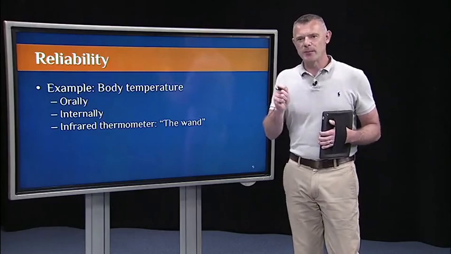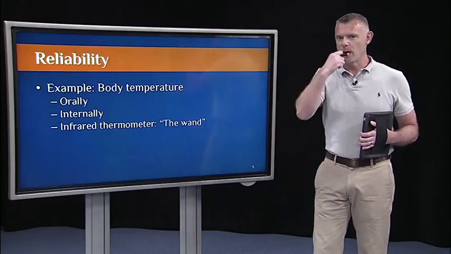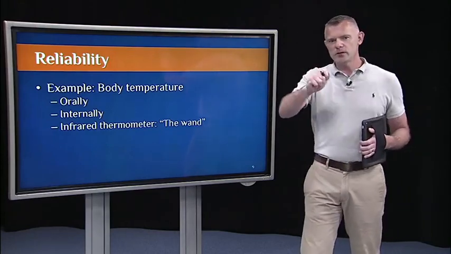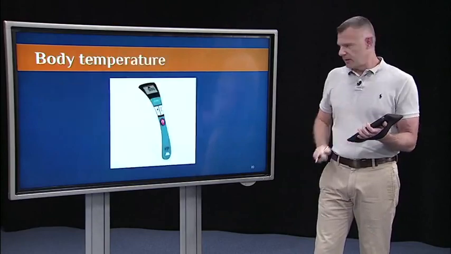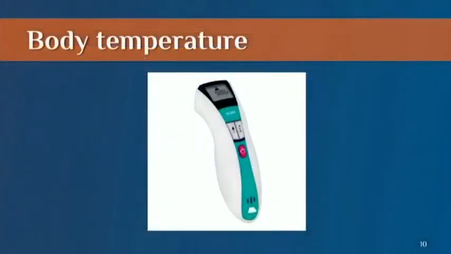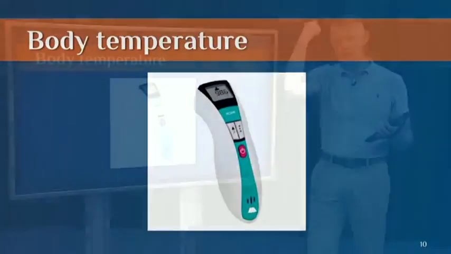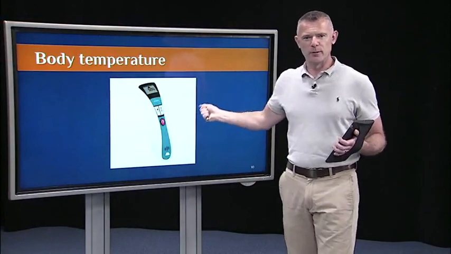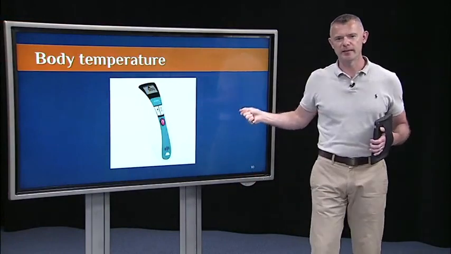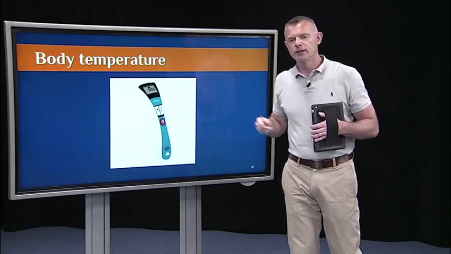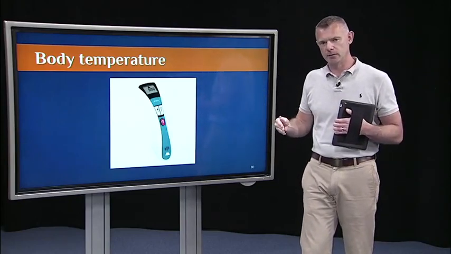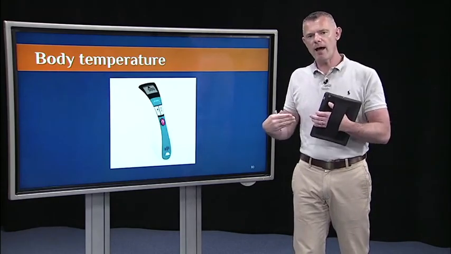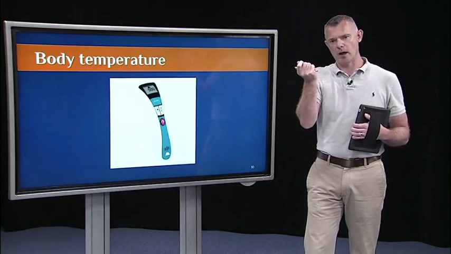Again, think of 3 different ways to measure body temperature. Orally, put a thermometer in your mouth. Internally, there are ways you can do that. And then with this new wand, if you're not familiar with that, it looks something like this, and all you have to do is wave it over the forehead of a patient, and it will give you a reading. My partner is actually a nurse, so I'm very familiar with this, and he tells me that these tend to run a little hot. So they have a systematic bias, is what he's saying. They tend to give readings that are a little higher than, say, an oral thermometer.